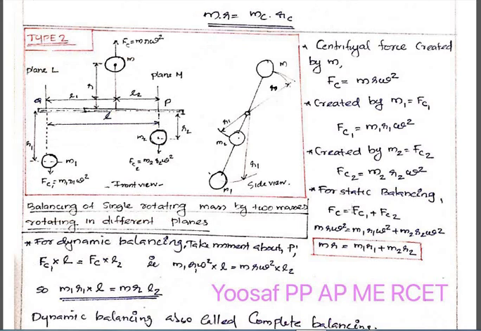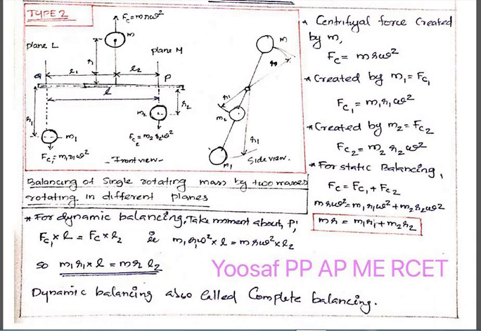So for static balancing, all the upward forces should be equal to all the downward forces, or sigma F is equal to 0. That is the condition for static balancing. You will get m r omega square. Since omega is constant and all the masses are located on the same shaft, you can cancel omega. So you can write m r is equal to m1 r1 plus m2 r2. This is the condition for the second type. But here there will be a problem. There will be an unbalanced dynamic moment.